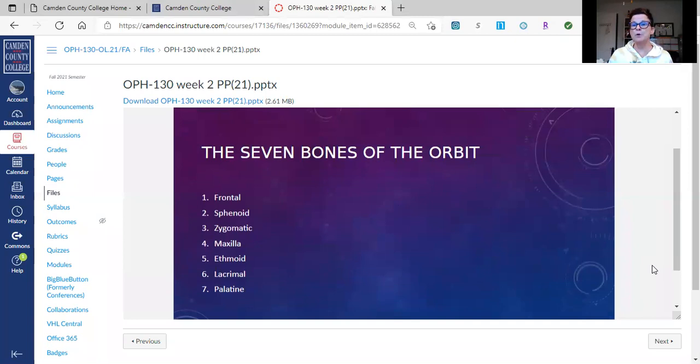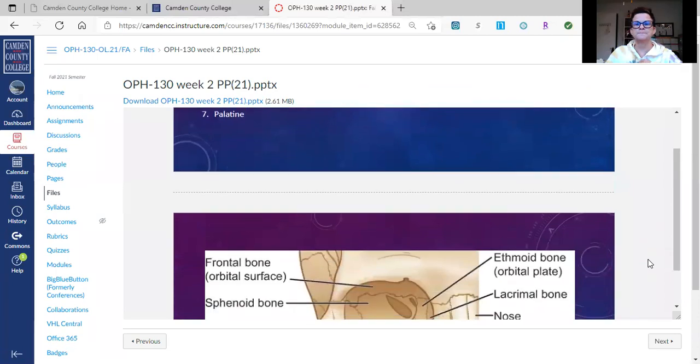There are 7 bones to the orbit. There's the frontal, sphenoid, zygomatic, maxilla, ethmoid, lacrimal, and palatine. I'm never going to quiz you on all 7 bones, okay? If you want to memorize these 7 bones and where they're located, go for it. But what I want to do is I want to point out the important bones. Well, they're all important, but the most important bones of the orbit and why they are important.